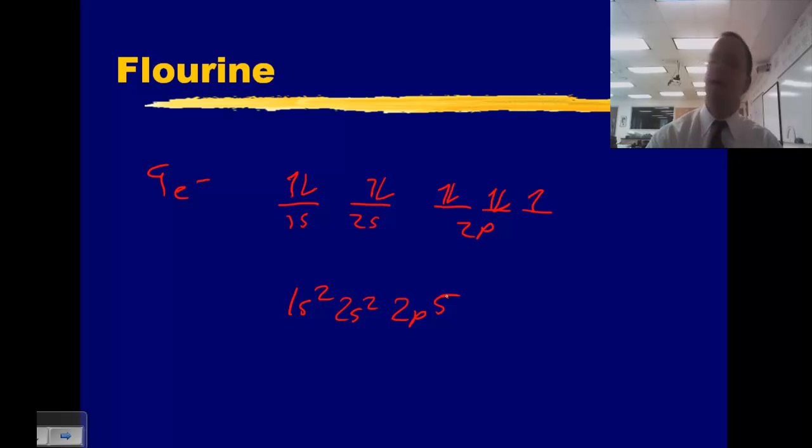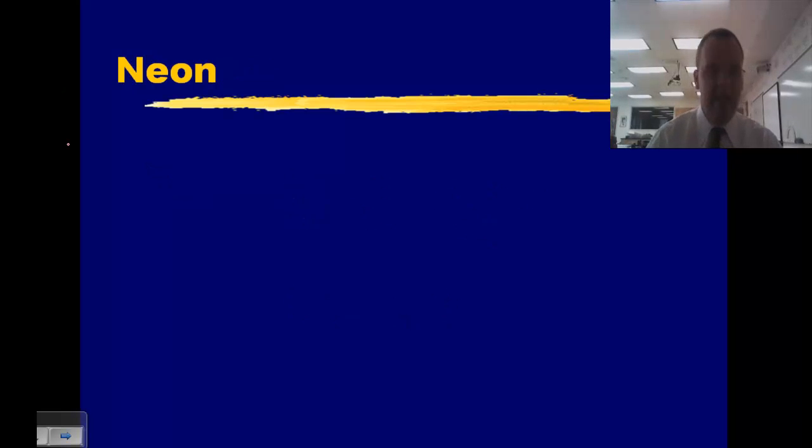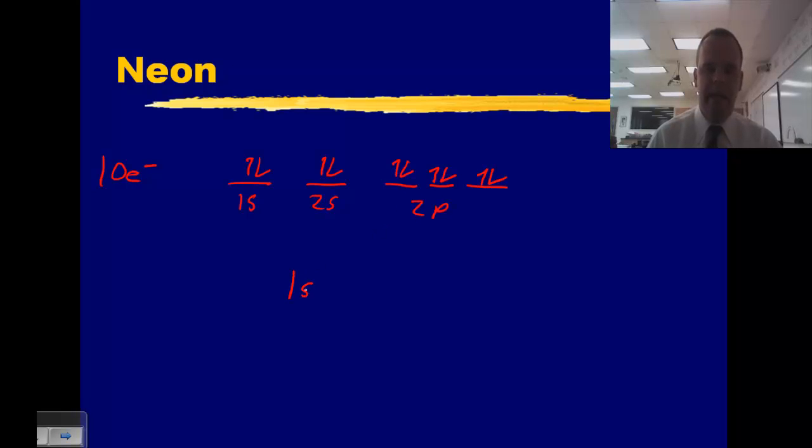Finally, in that second row of the periodic table, we have neon, which has 10 electrons. So 1s2, 2s, 1 and 2, 2p, 1, 2, 3, 4, 5, 6. And that fills up the second energy level. So this is all of the potential orbitals and potential electron configurations for the first and second energy level. In the next video we'll start to look at what happens in the third, fourth, fifth, sixth, and seventh energy levels.